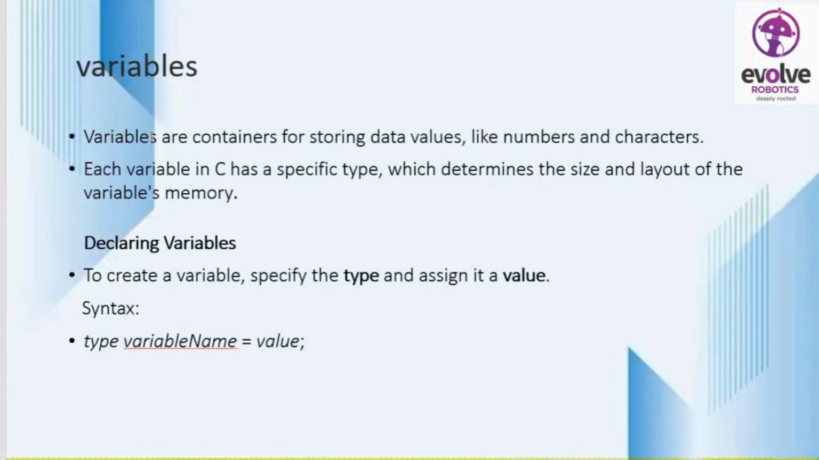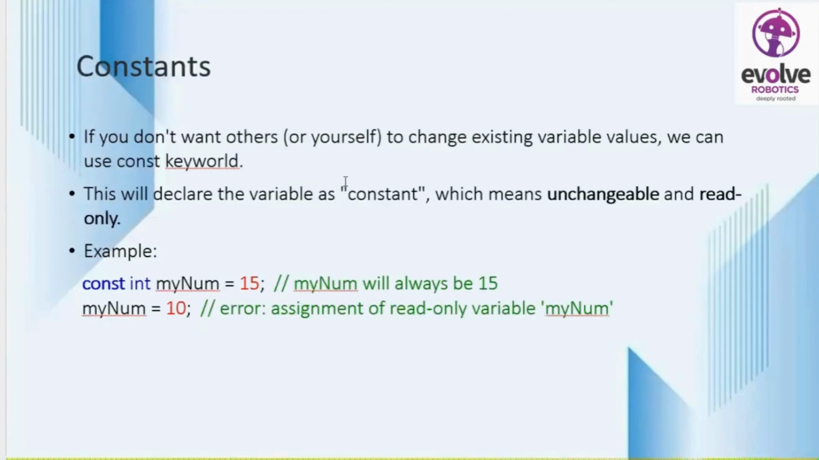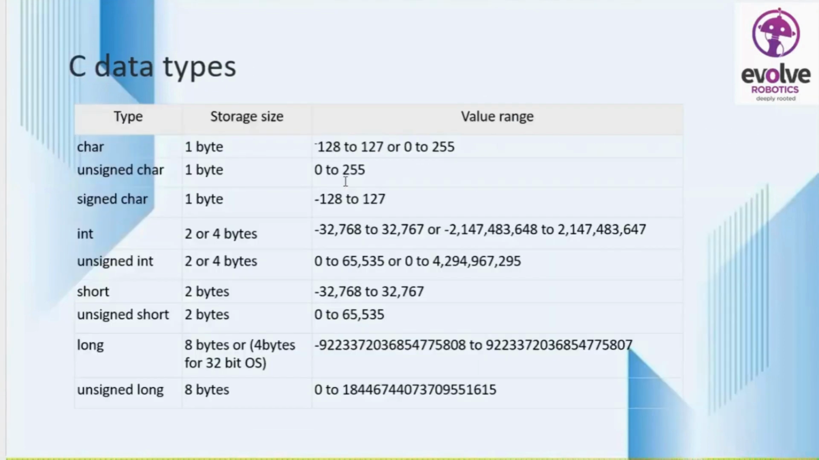The next topic is variables. Variables are the names of memory locations. They are containers for storing data values like numbers and characters. Each variable in C has a specific type which determines the size and the layout of the variable's memory. So how do we declare a variable?